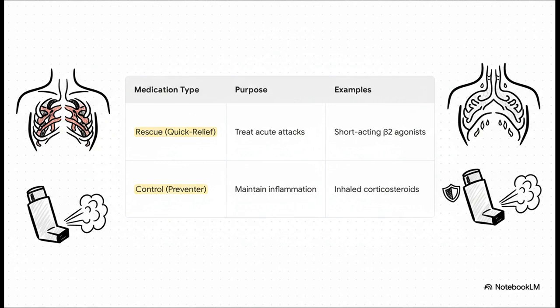So, how do we fight back against this? This table breaks it down perfectly. You've got two main types of drugs. Rescue medications. These are for the, oh no, I can't breathe right now moments. They work fast to relax those spasming muscles and open things up, but they don't fix the root cause. That's the job of the control medications, like inhaled corticosteroids. They're the long game. They work over time to calm down that baseline inflammation, making the airways less twitchy and preventing attacks from happening in the first place.